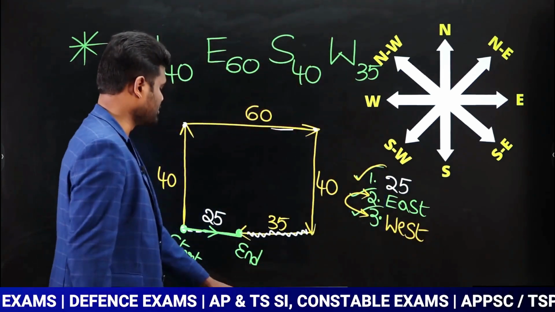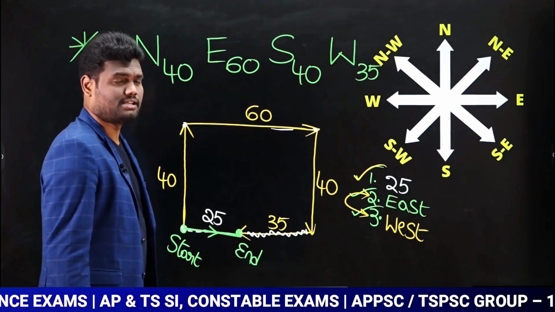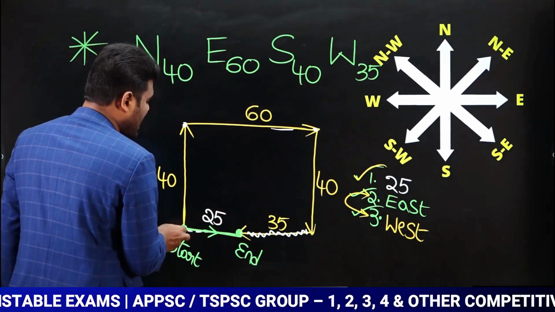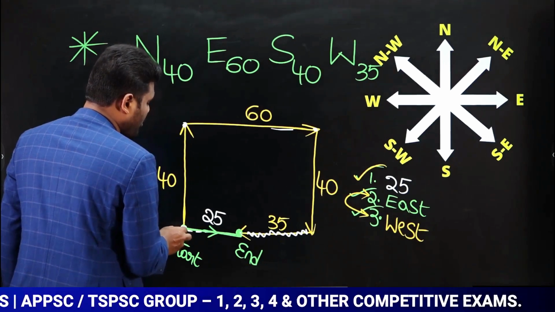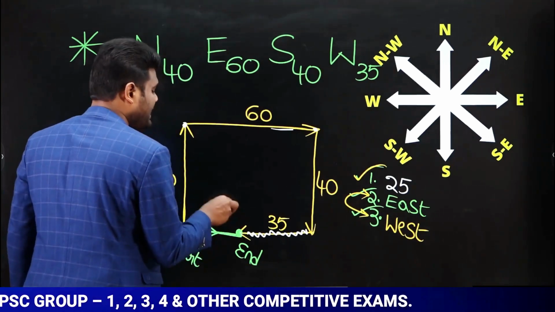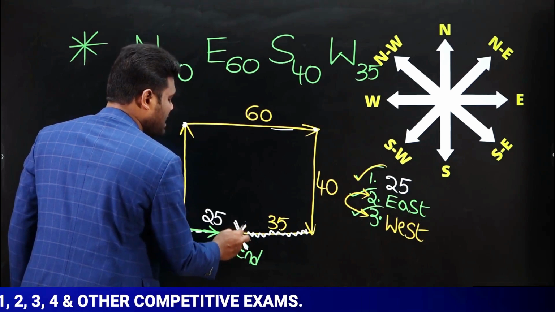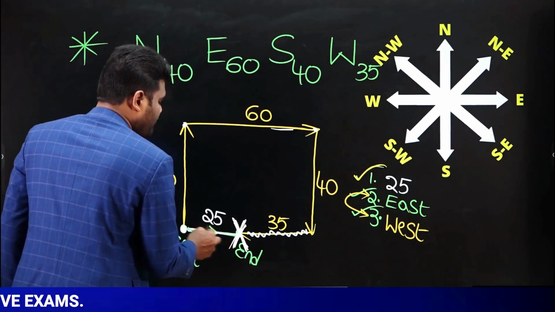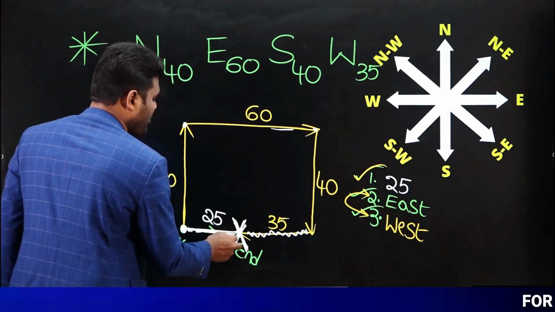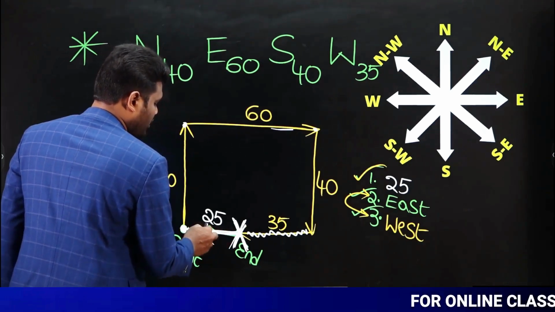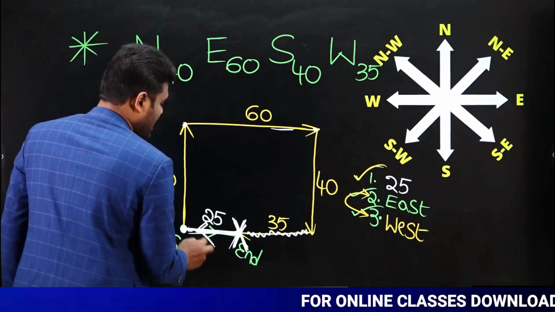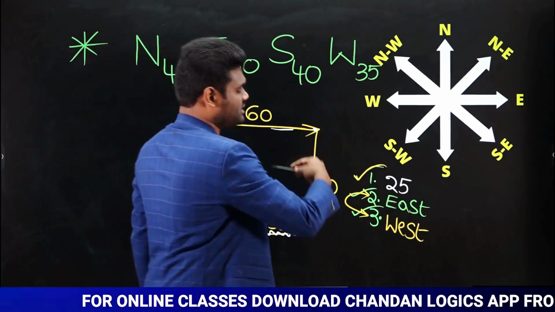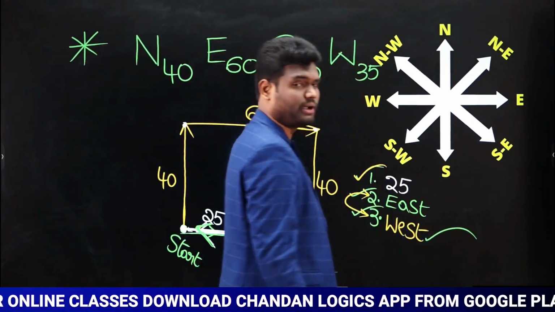If you want, you can check also. Even if you check, you will get the same answer. Now look here. Our third question is, in which direction is the starting point from the ending point? From the ending point means I need to check from the ending point. When I check from the ending point, the starting point is in this direction. Yes or no? Now what is this direction? This direction is nothing but towards west. So the answer for this question is going to be west.